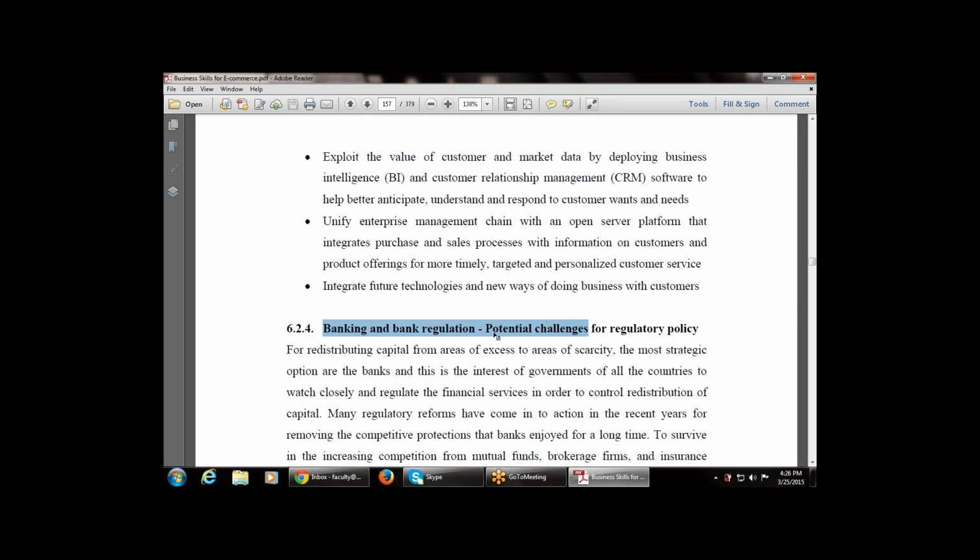Then the next factor is banking and bank regulation, that is, potential challenges for regulatory policy. That is how to use the banks and the bank regulations, which are the potential challenges for regulatory policy.